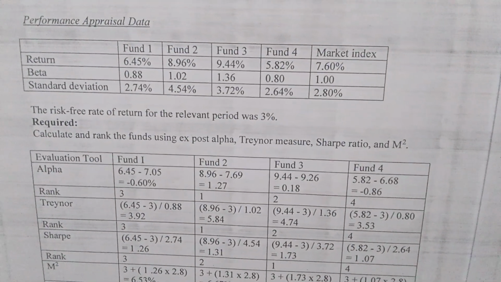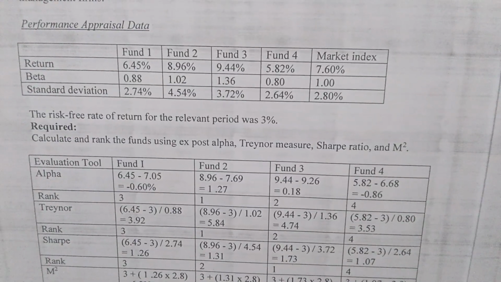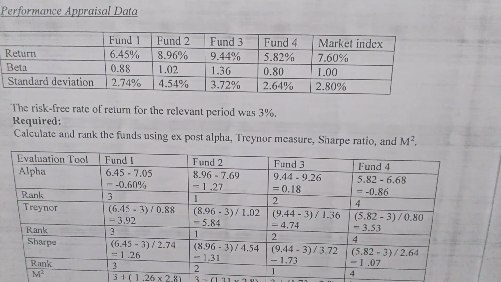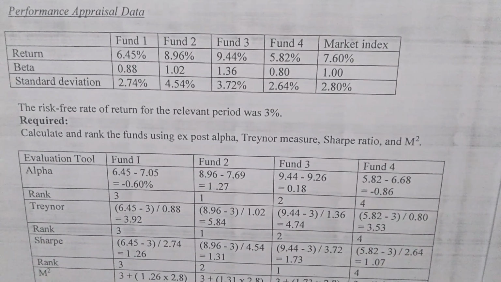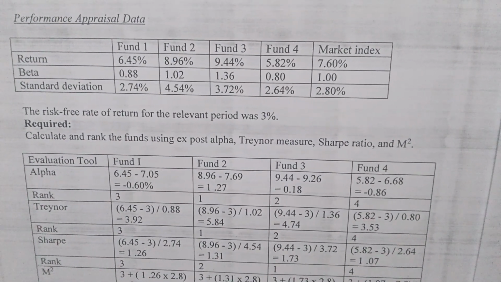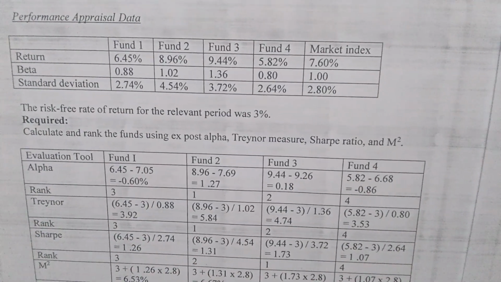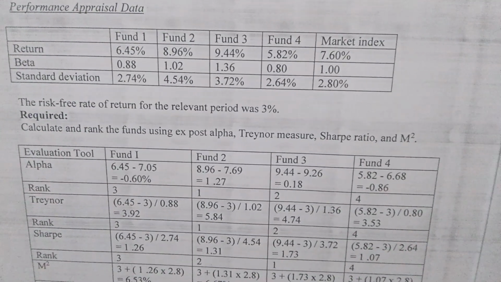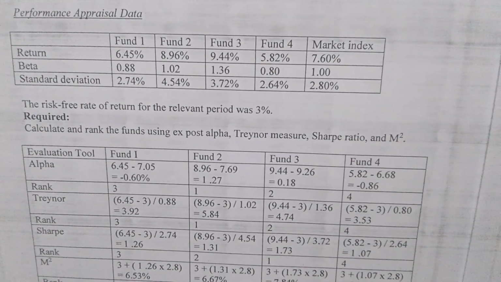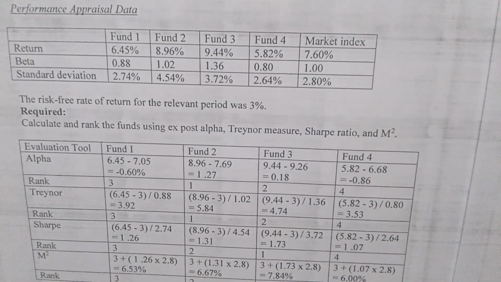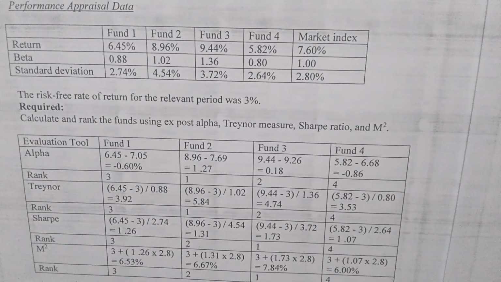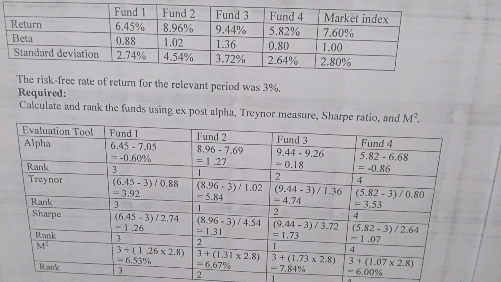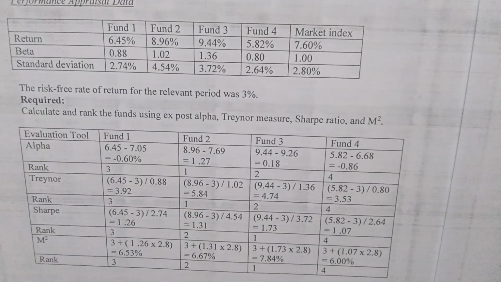The beta factor for funds 1 up to 4 is 0.88, 1.02, 1.36, 0.80, and the market index is 1.00. The standard deviation for Fund 1 up to 4 is 2.74%, 4.54%, 3.72%, 2.64%, and the market index is 2.80%. The risk-free rate of return for the relevant period was 3%.